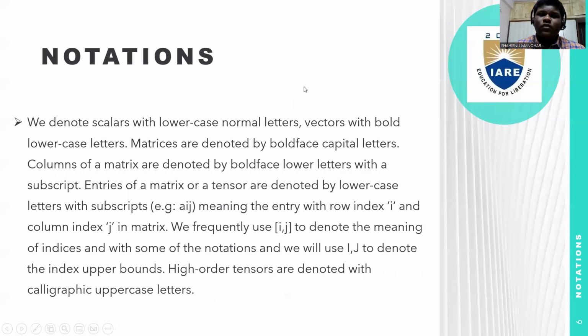Notations. We denote scalars with lowercase normal letters, vectors with bold lowercase letters. Matrices are denoted by boldface capital letters. Columns of a matrix are denoted by boldface lowercase letters with a subscript. Entries of a matrix or tensor are denoted by lowercase letters with subscripts. Example: A_ij, meaning the entry with row index i and column index j in a particular matrix.